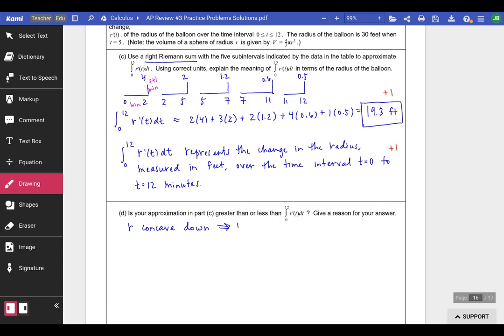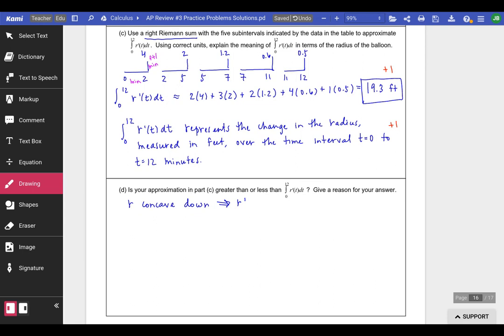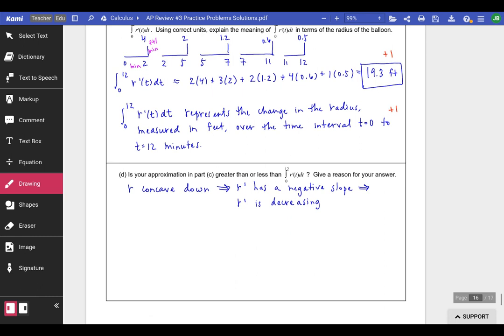I have to think about what that tells me about r prime. If I'm looking at a graph of r prime, I know r is concave down wherever r prime has a negative slope. So if r is concave down, r prime has a negative slope. And if r prime has a negative slope, it means r prime is decreasing. That's the logic we have to use here.